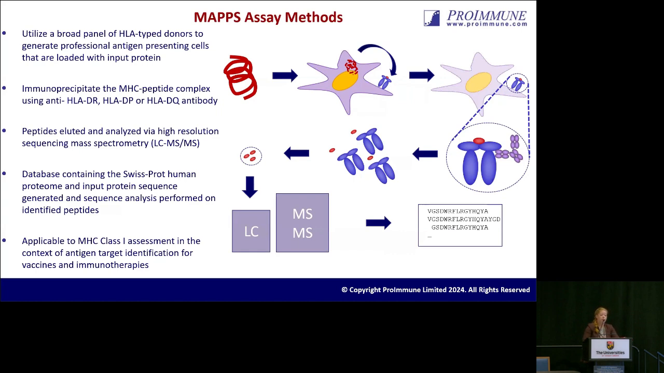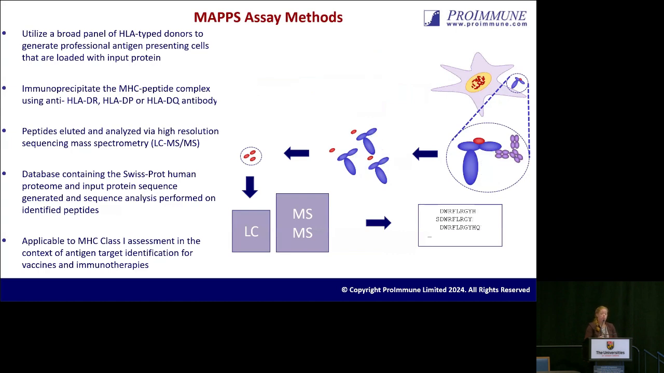Now, in addition to this kind of classical class II approach, we can also look for presentation via class I, and this is typically in the context of antigen target identification for vaccines and immunotherapies. But because the dendritic cells used in this assay are not great at cross-presenting exogenously loaded material onto MHC class I, we do have to alter the method slightly. So what we do is our clients actually provide us with antigen-experienced cells, so something like a virally infected cell. We then do a pan class I pull down and recover those peptides and sequence them as I've just described.